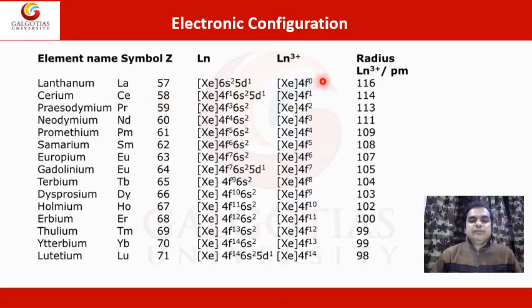Similarly, as we move down, we can see that the valence electron is entering the f shell. So on this basis, they are called the lanthanide series.